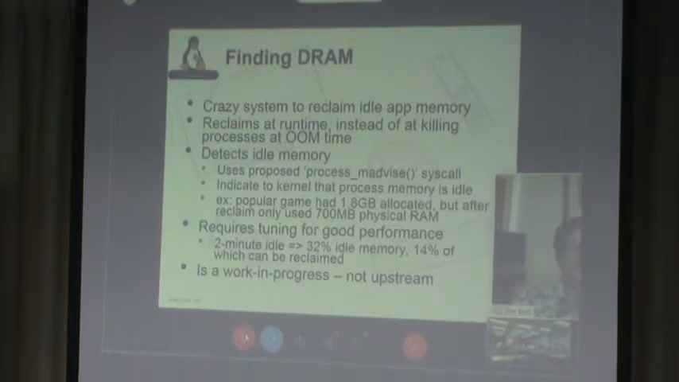So there's a lot of details in this talk that you should look at if you're interested in reducing user space memory usage. But one of the things they discovered is that it requires tuning for good performance. In order to categorize the memory as idle, you have to have a lot of tunable parameters. They found with a 2-minute idle categorization, most applications showed up with about 32% idle memory, about 14% of which can be reclaimed. So this is a work in progress. It's not upstream, but it's very interesting.